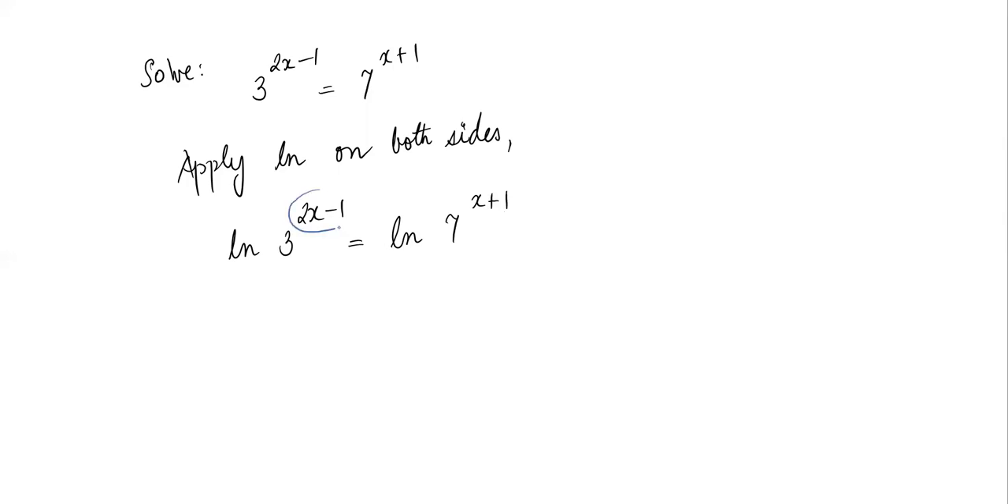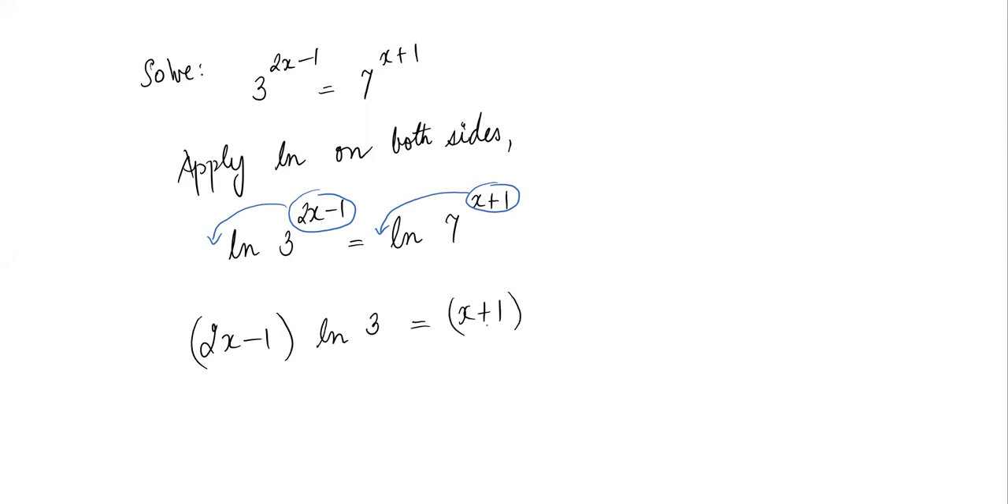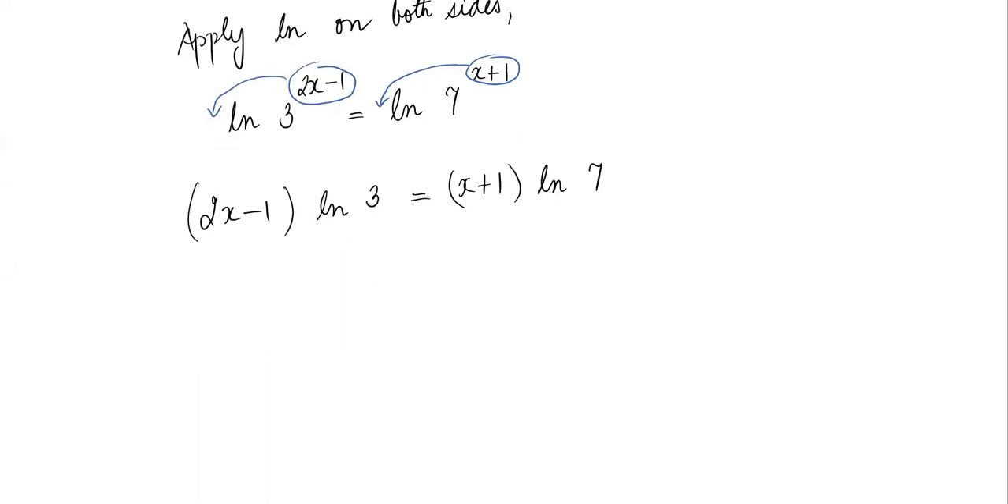Okay. So according to this, the whole power has to come down to the front as per the power rule. So 2x minus 1. Please remember to put parentheses around it because this whole thing is multiplied to ln 3. And x plus 1 here as well. When you have more than one term, you will always group them because they were together in the power. If you don't put the parentheses, let me show you how it looks. If I remove the parentheses, it's as if 2x was a separate term minus 1 times ln 3, and that is completely wrong. So bring the parentheses in around the two terms.